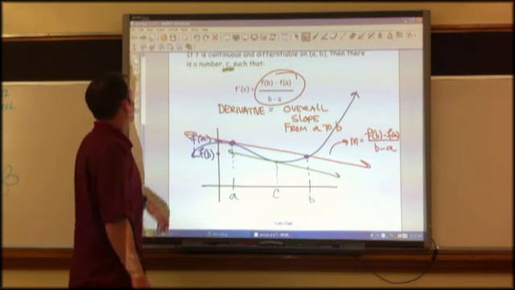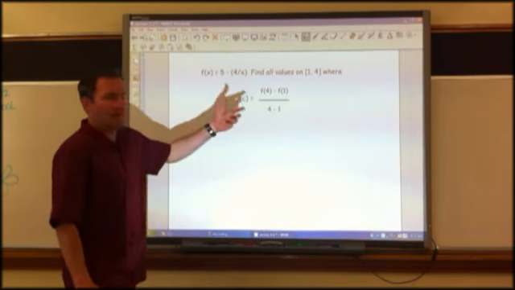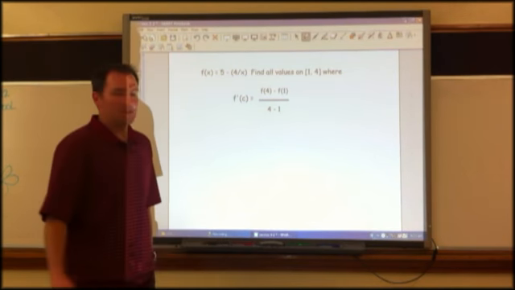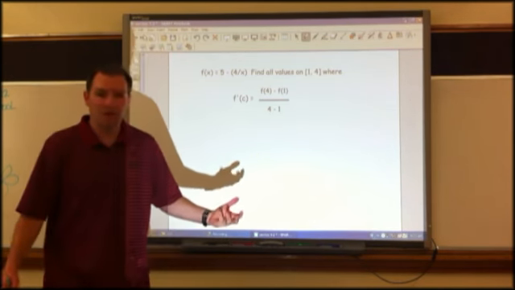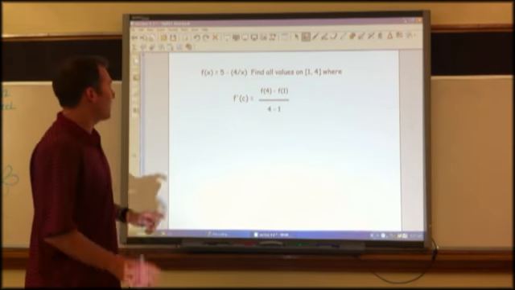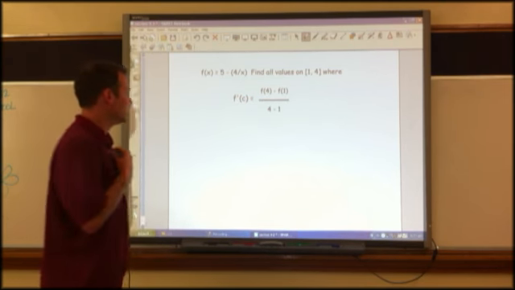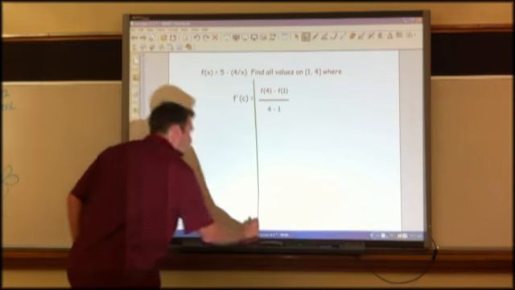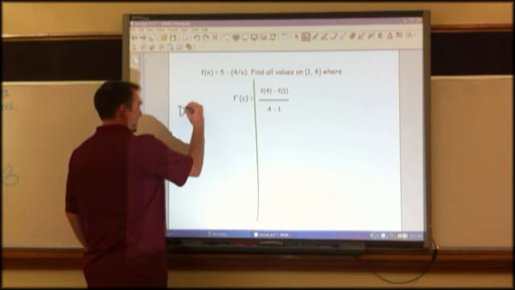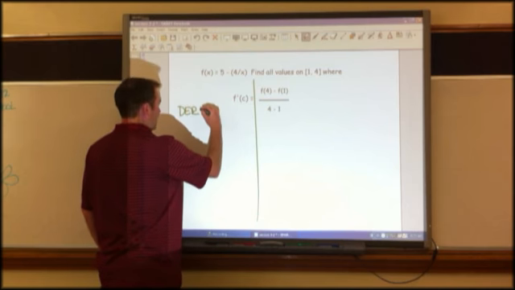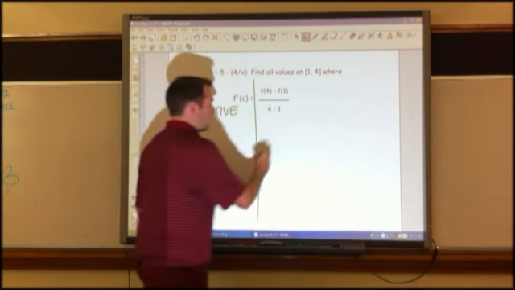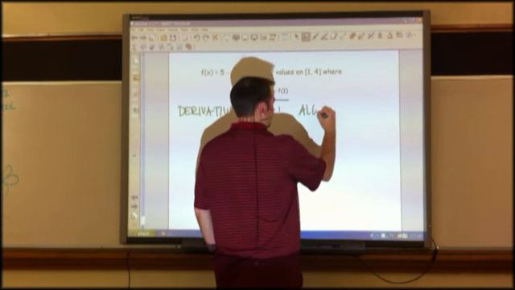So hopefully that makes sense. If we wanted to look at an example, we could look at something like this. We're supposed to show where the mean value theorem applies, and find this magic value C where this happens. I like to think of this in two different pieces. It's split, right? Over here, I'm looking at calculus, doing a derivative. Over here, I'm finding an algebraic slope.